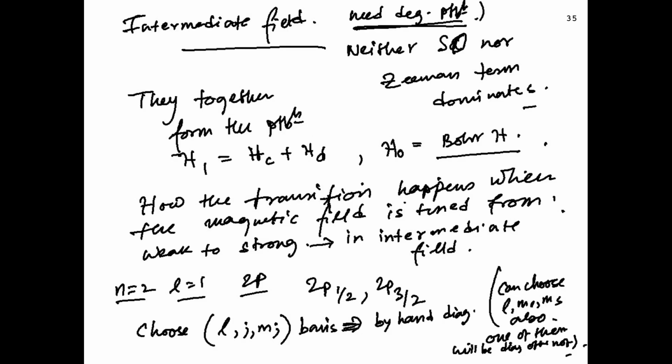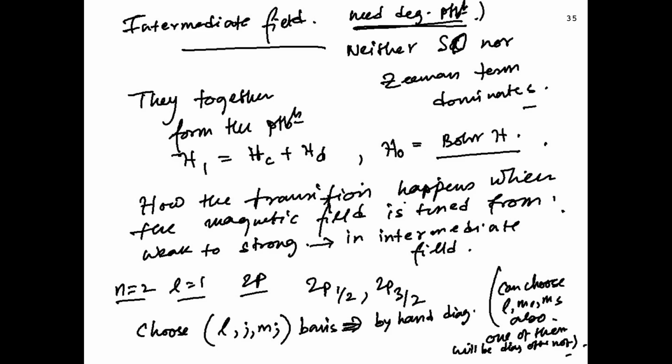In that case, neither the spin-orbit coupling nor the Zeeman term dominates. Together they form the perturbation, H1 equals Hc plus Hd, and H naught is in this case the Bohr Hamiltonian. We'll see how the transition happens from the weak perturbation, when the magnetic field is tuned from weak to strong via some intermediate value, when all these terms are equivalent and you can no longer apply any perturbation theory.